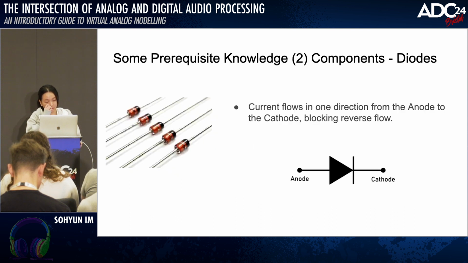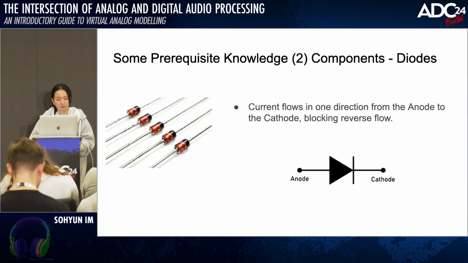And the diode is a polarized component, so we should mark which part is the anode and which is the cathode. Diode current flows in one direction only, from the anode to the cathode, blocking reverse flow.